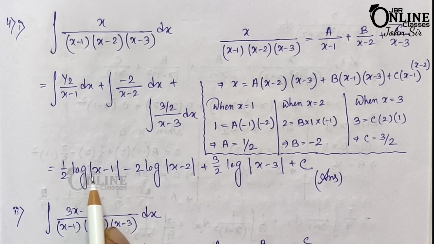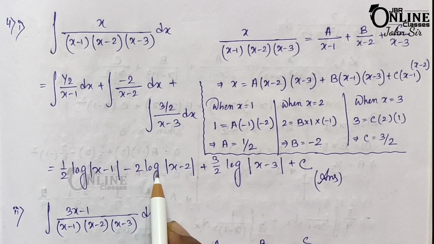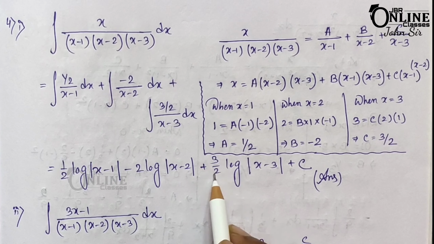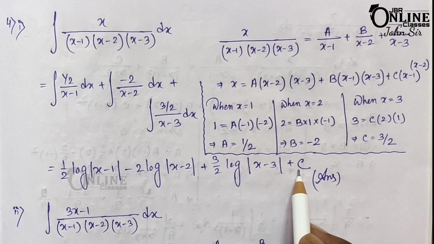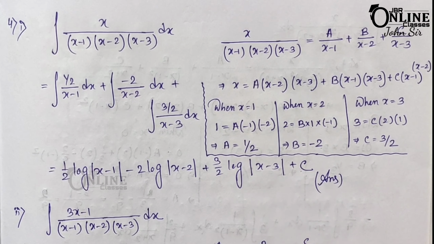So it will be half log mod x minus 1 minus 2 log mod x minus 2 and 3 by 2 log mod x minus 3 plus c as your answer.